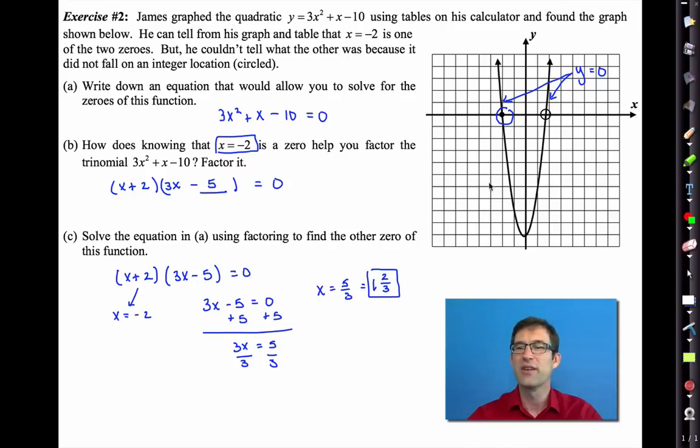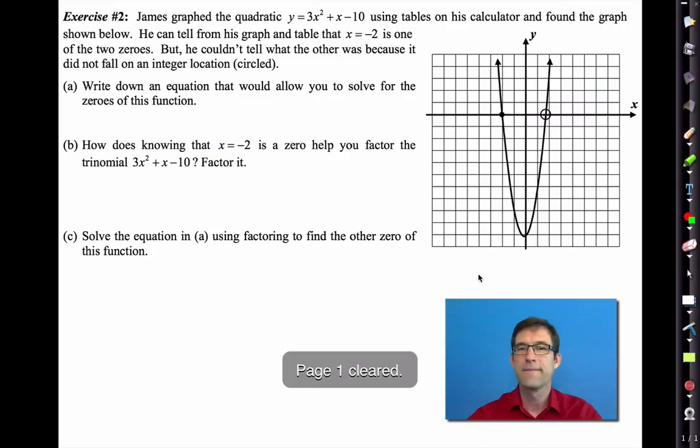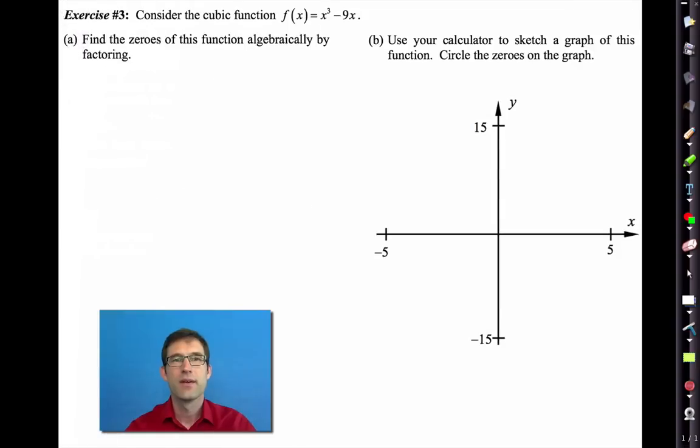All right, let's do it. I'm going to clear out the text. Let's go on to the next problem. Consider the cubic function f of x equals x cubed minus 9x. Letter A, find the zeros of this function algebraically by factoring.